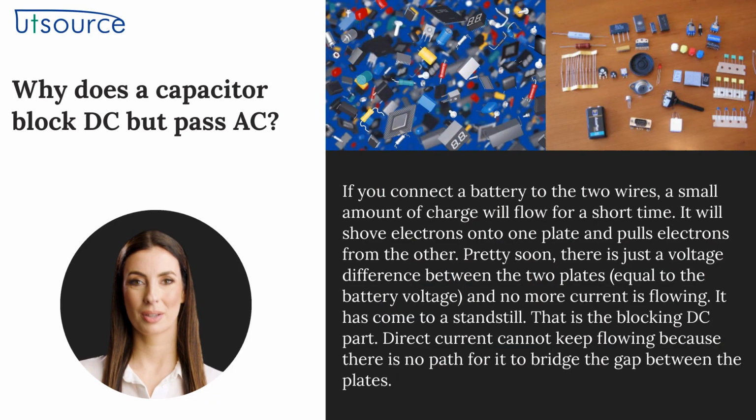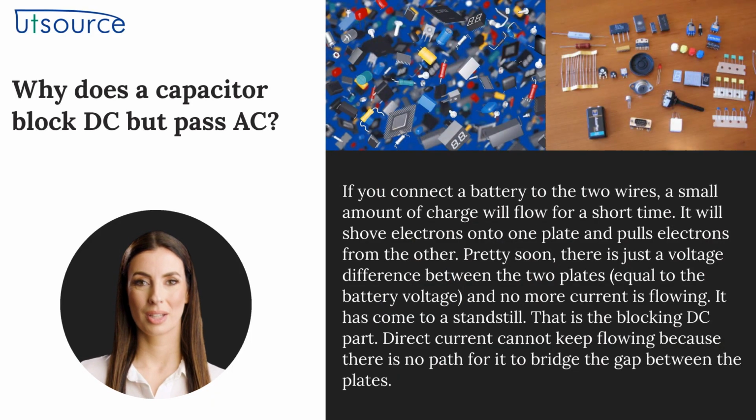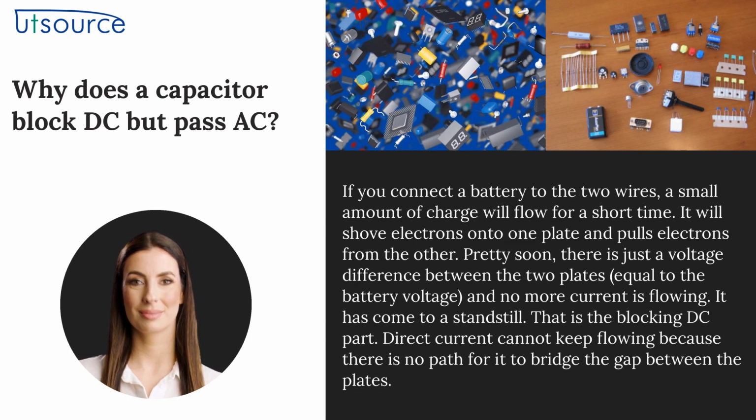If you connect a battery to the two wires, a small amount of charge will flow for a short time. It will shove electrons onto one plate and pull electrons from the other. Pretty soon, there is just a voltage difference between the two plates, equal to the battery voltage, and no more current is flowing. It has come to a standstill. That is the blocking DC part. Direct current cannot keep flowing because there is no path for it to bridge the gap between the plates.